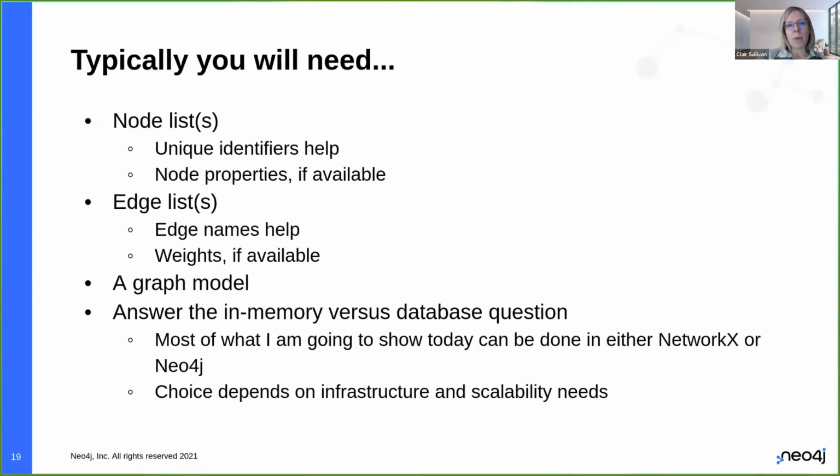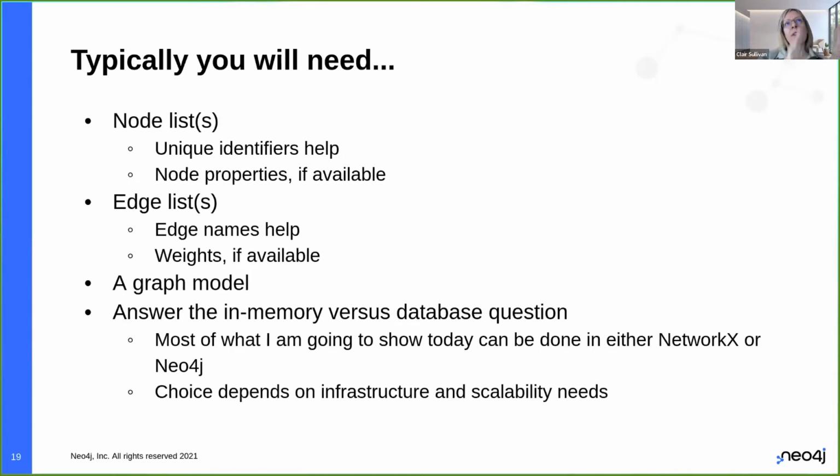NetworkX is a very popular open source Python package for graph analytics. There's also a few different ways of doing this in Spark. There's tons of different graph packages out there. Your decision, though, on which one you use will, of course, depend on the usual stuff: scalability, what infrastructure do you have available, things like that.